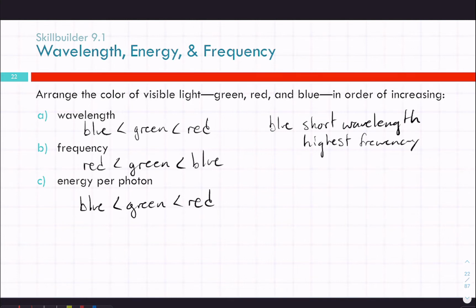Because red has a long wavelength, which means it has a low frequency, L and L. Blue has a high frequency, so it's a short wavelength.